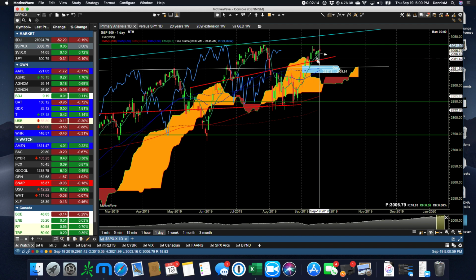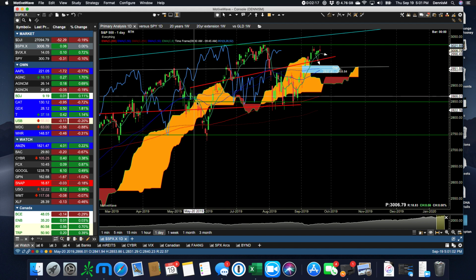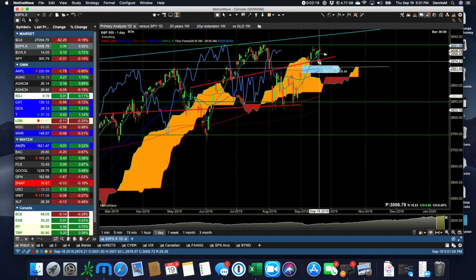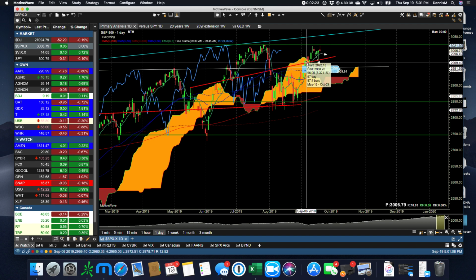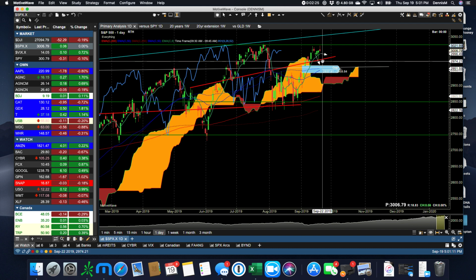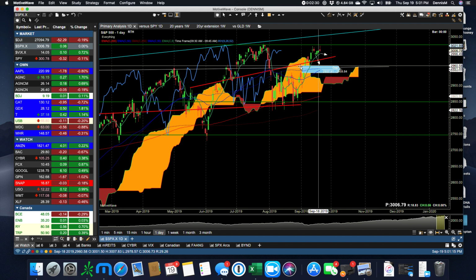The neckline of this shoulder, head, shoulder acted as support yesterday. It acted as support last week several times. It's going to get tested again, and then we go down to the gap. I just feel that's what's going to happen.